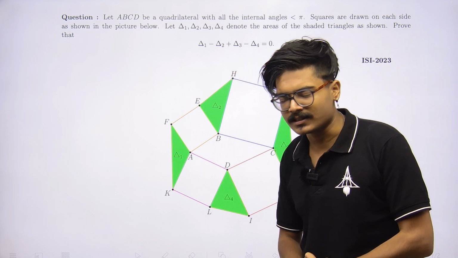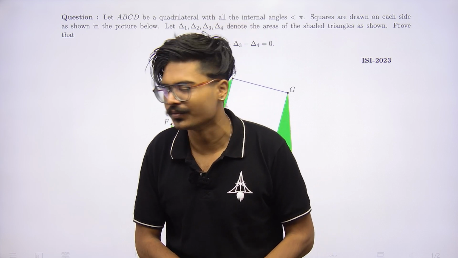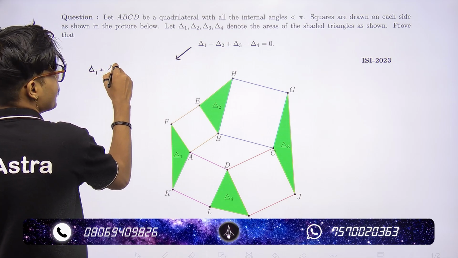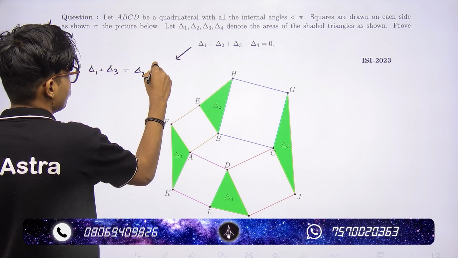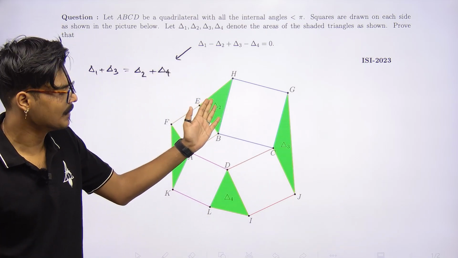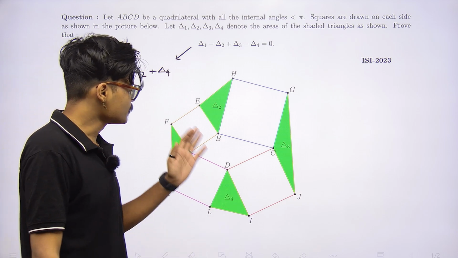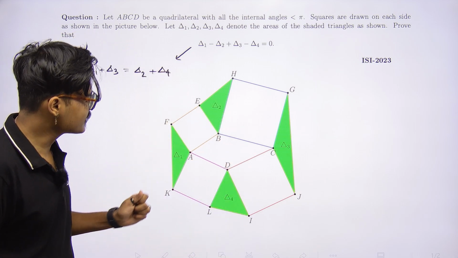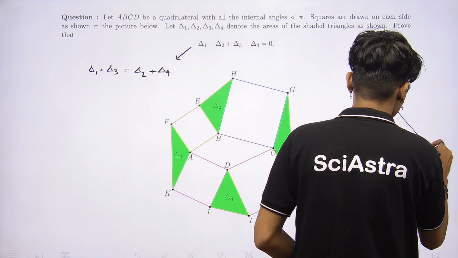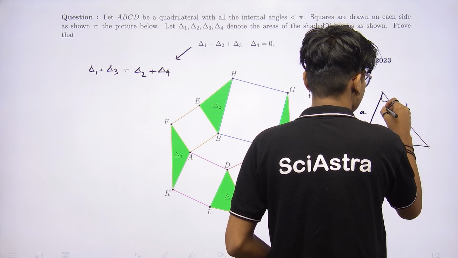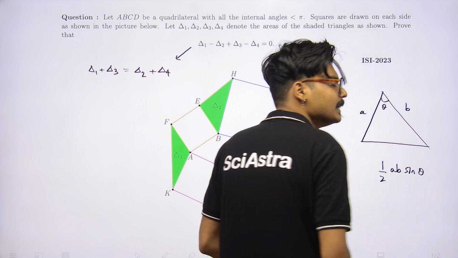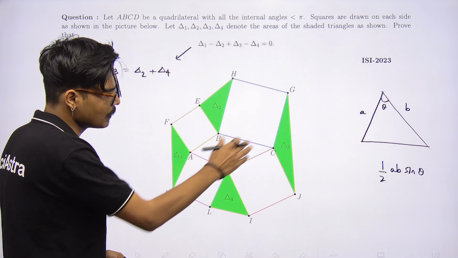So the first thing we'll do in this question is simplify what we actually have to prove. Instead of showing this, all we can do is show that delta 1 plus delta 3 is equal to delta 2 plus delta 4. So what we want to prove is that the sum of the areas of these two triangles is equal to the sum of the areas of these two triangles, right? We'll look at this figure in two different ways. The first thing you can observe is that given any triangle, the area can be written as half the product of the adjacent sides times the sine of the angle in between those adjacent sides. So this is what we'll use for this question.